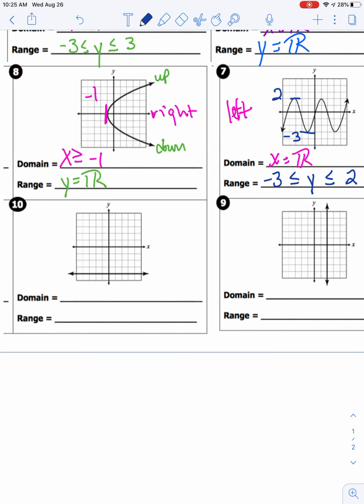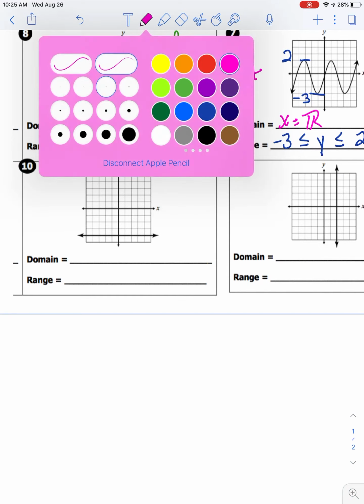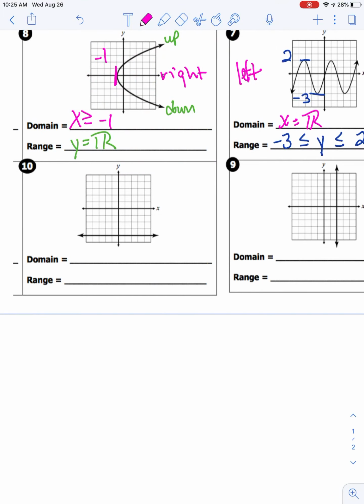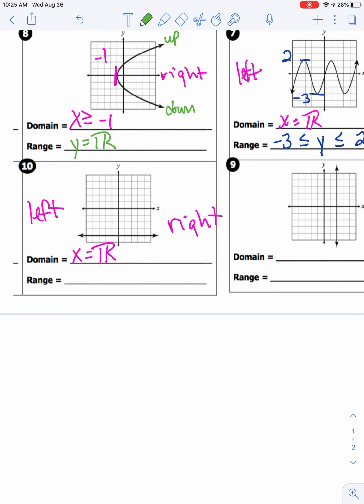All right, let's take a look at number 10. Let me grab my cute little pink here. So let's take a look at this arrowhead. Definitely left and definitely right. So that's going to be your domain, and that's all real numbers because it's going left and right. But when you look up and down, it's stuck, right? It's stuck at 1, 2, 3, -4. See how it's stuck at -4? It's not going up or down. That's just y equals -4 then, because it's not moving from that spot.